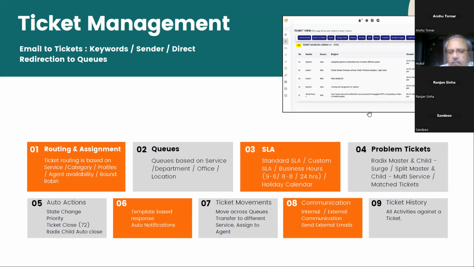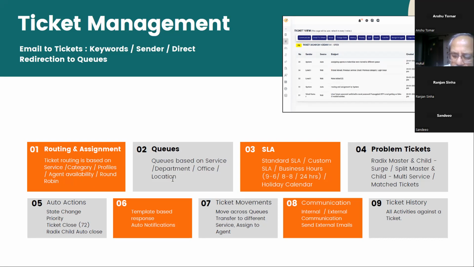And you have ticket management. So how is ticket routing done based on the best of service? You are asking categories, profile, agent availability, and workload. So these are the routing mechanisms, and queues based on service, department, office, and locations. It may be different locations.